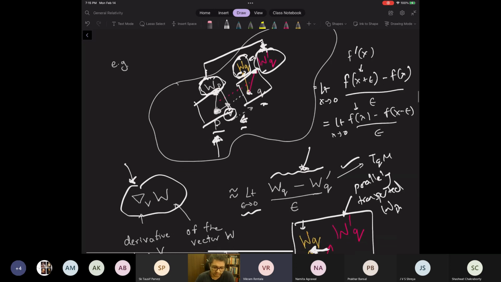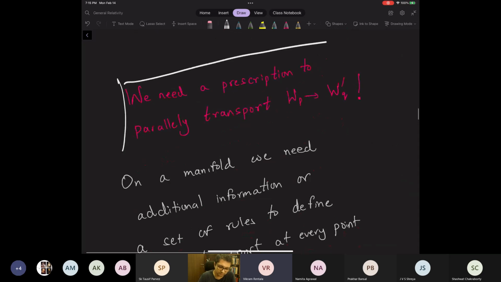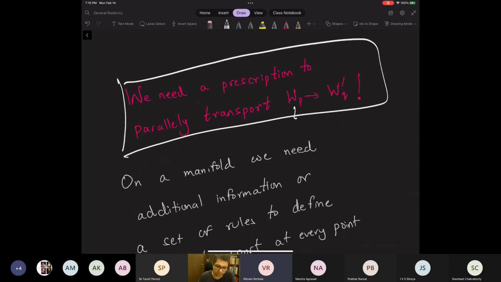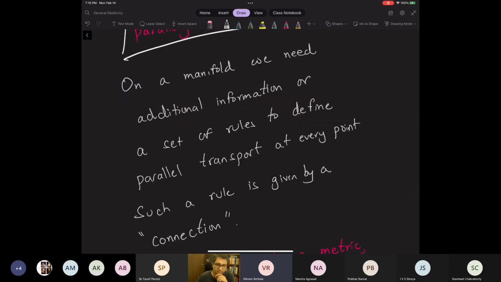So how do we define the notion of parallel transport? We need this prescription for how to move a vector from WP to WQ prime. On any manifold, we're not even talking about metric spaces now, we're just talking about parallel transport on a manifold. So there's no special metric that we're defining, there's no specific notion of distance, only displacements.